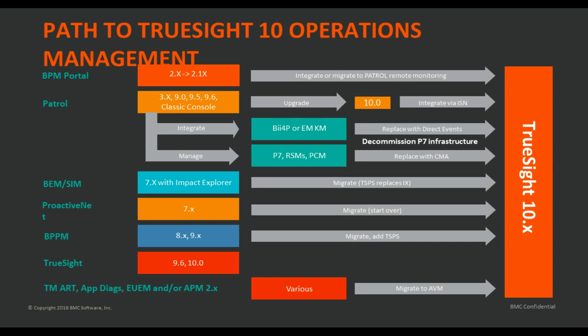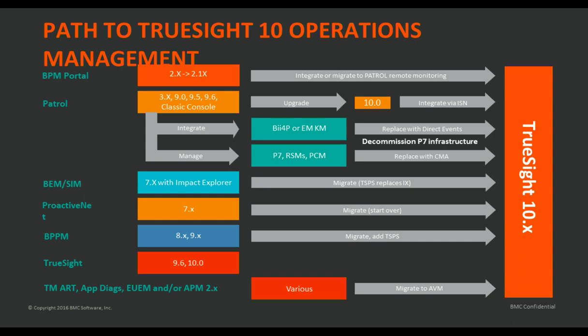As far as managing the Patrol agents, in the past you had the Patrol 7 architecture, you had RSMs, and you used Patrol Configuration Manager. All of that can be replaced with the Central Management Architecture, which is a built-in piece of TrueSight 10. We introduced it around 9.x of BPPM, but it's been maturing along with the product, and it's pretty much a complete replacement for PCM these days.